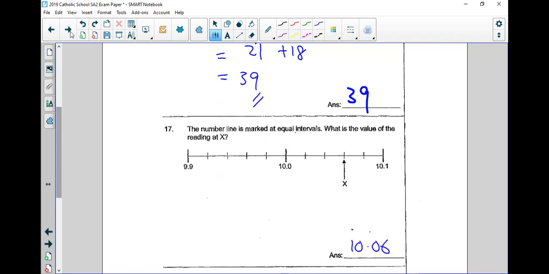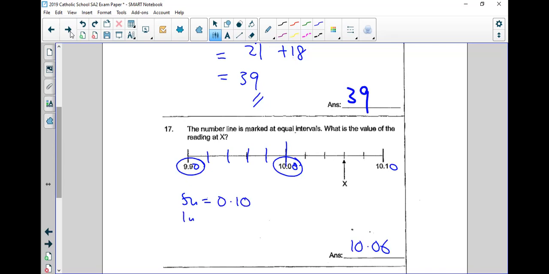And how do you find the missing number? Very simple. If you cannot compare the decimal, just make it a little bigger. And then count the gaps. So you have 1, 2, 3, 4, 5. So you have 5 gaps. And how big? You take 10.00 minus 9.90, do your working. You will get 0.10. Okay, that's 5 gaps.